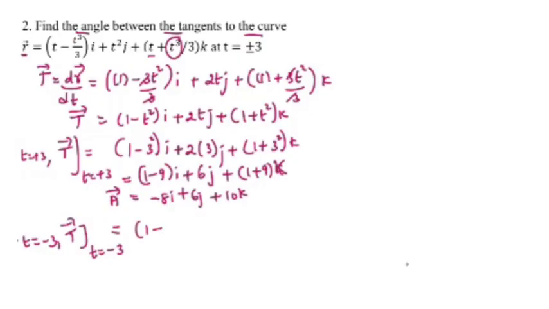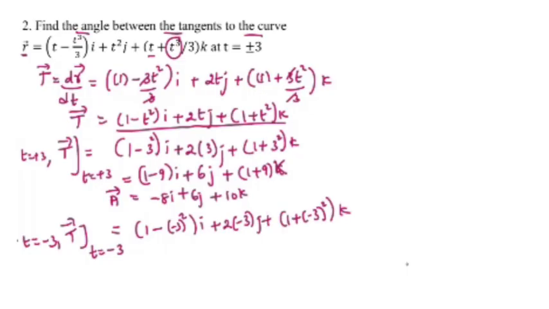So it will be 1 minus in this formula. So 1 minus that will be minus 3 square i plus 2 into minus 3 into j plus 1 plus minus 3 whole square into k. So now it will be 1 minus any negative number when it is squared it will become positive. So it will be plus 3 threes are 9.